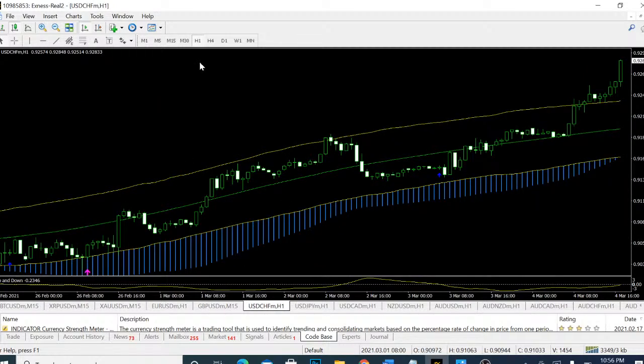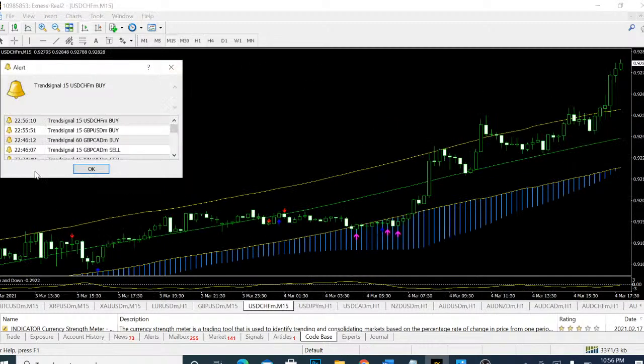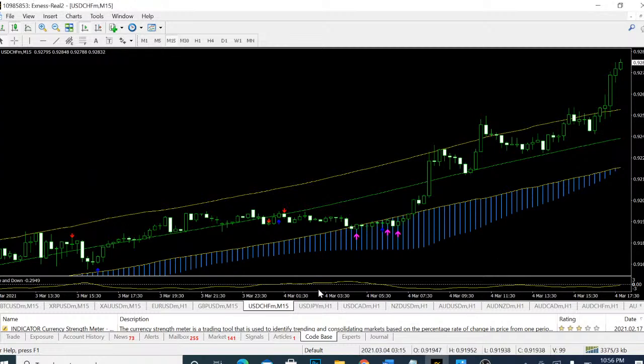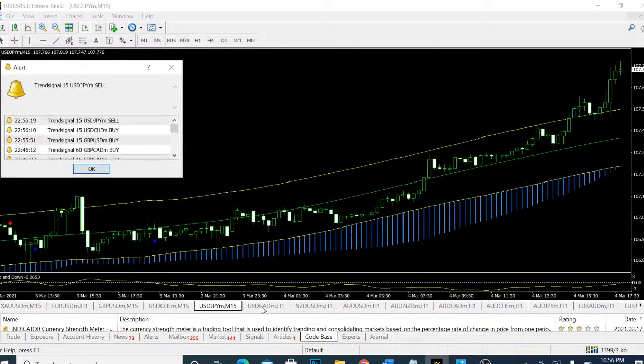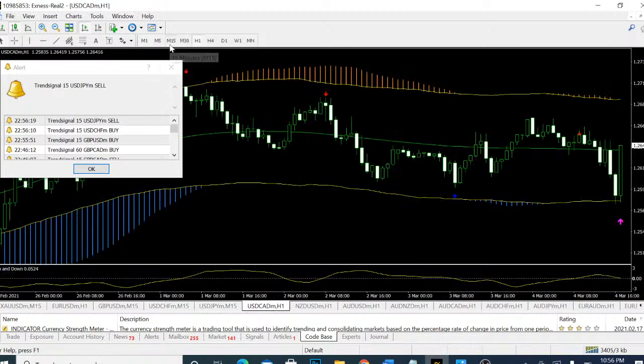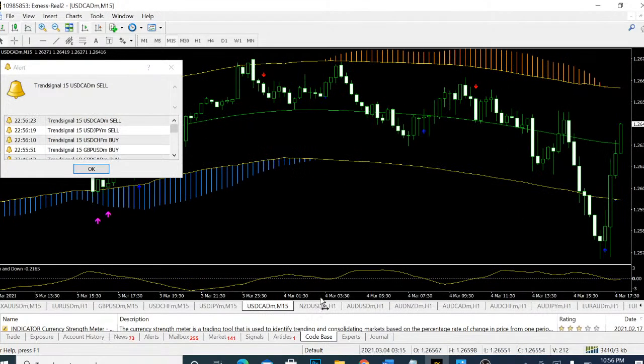Okay, right now I'm on the USD CHF 1 hour chart that has moved up after that buy signal, but I'm switching my chart to 15-minute for my ease. The rest of the charts are on 1 hour right now. I want to switch back to 15 minutes so that I can get maximum signals for the next day.